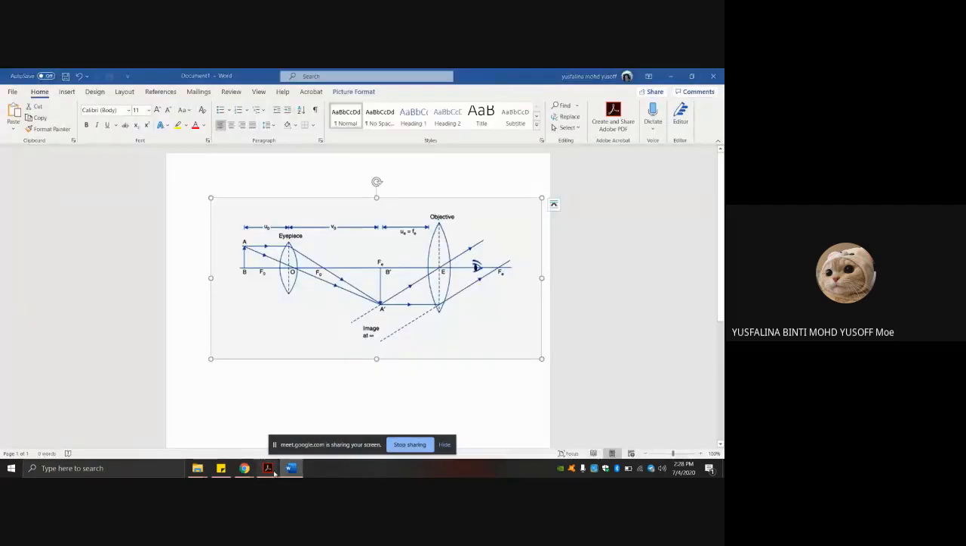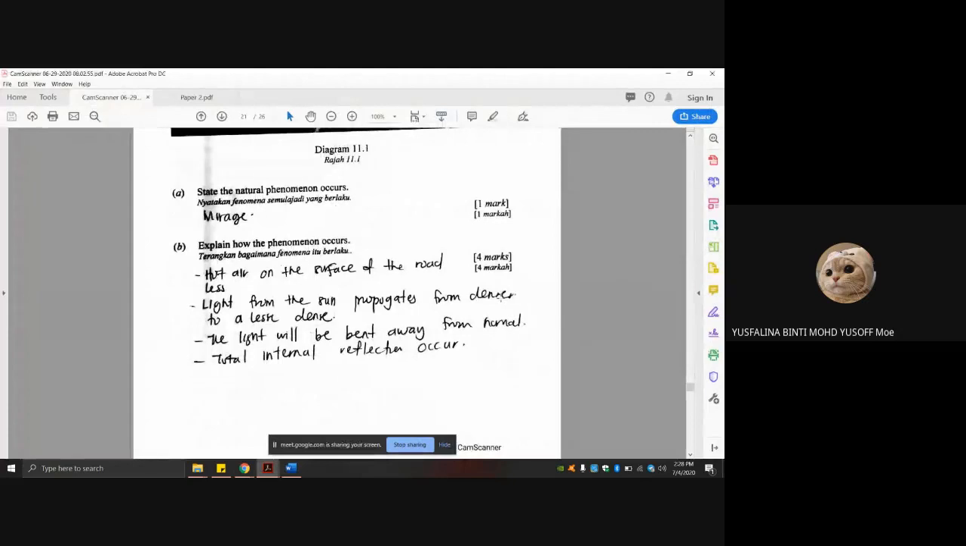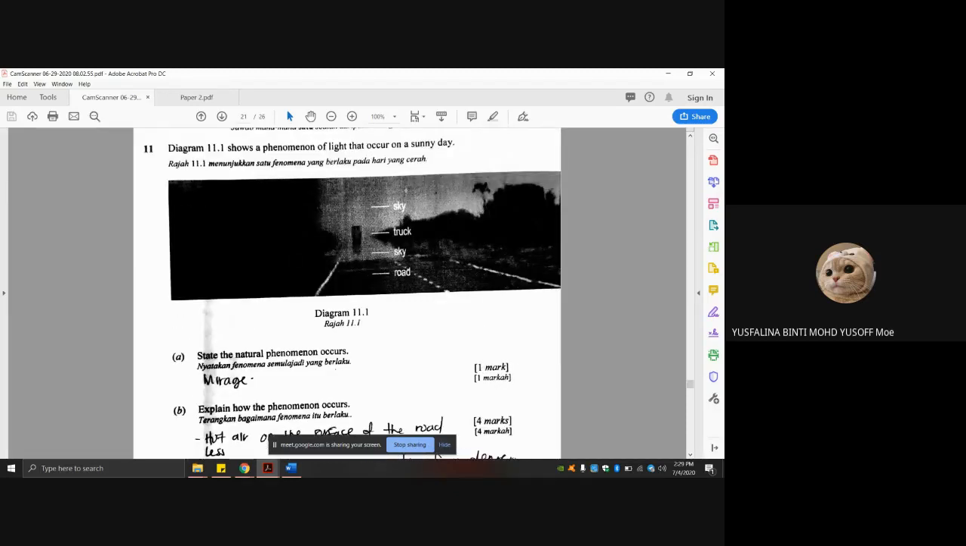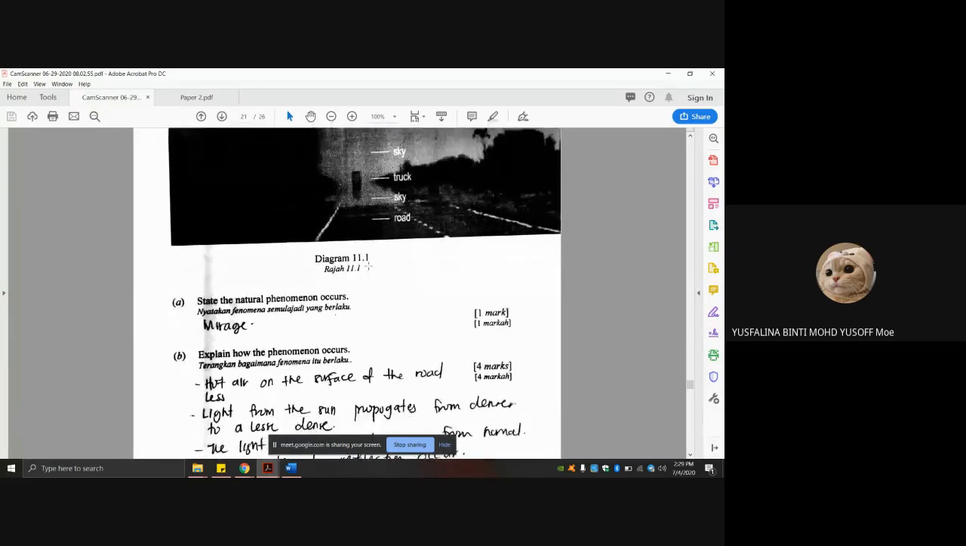Okay, the next one. Explain how the phenomenon occurs. The hot air on the surface of the road, hot is less dense. During a sunny day, the area near the road heats faster, so the air is hot here. We know that hot air is less dense. So hot air on the surface of the road is less dense.